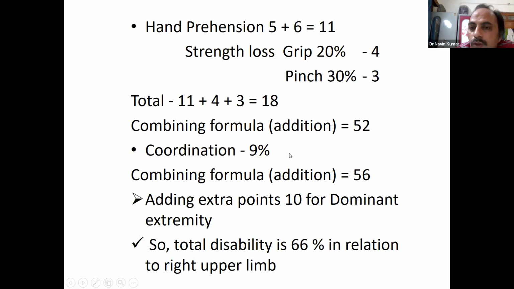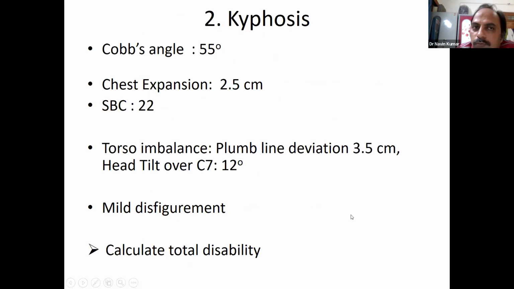So we again apply this formula, 52 plus 9, we get 56. Since it was a right upper limb, which was a dominant extremity, we add 10 extra points, 10 for dominant extremity, and we get a total percentage of 66% in relation to right upper limb. This is the way locomotor disability can be calculated.